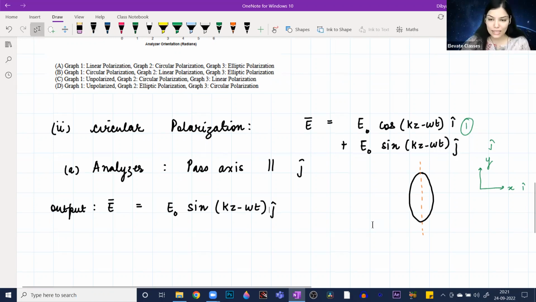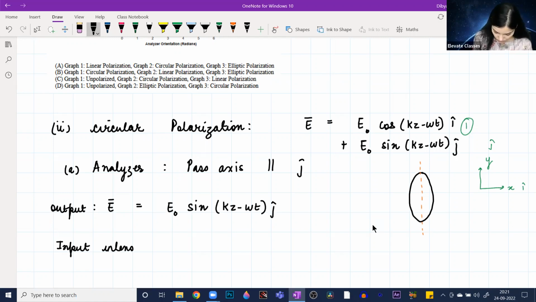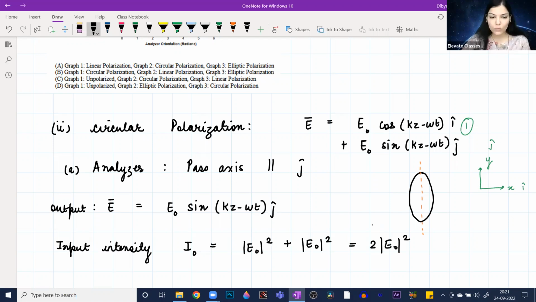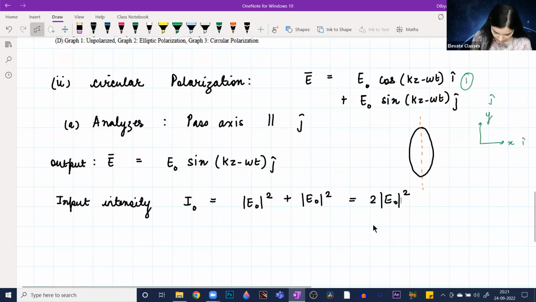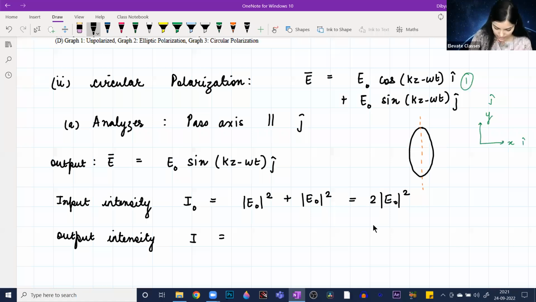ठीक है? So अब मेरे पास input intensity क्या था? So input intensity was, अगर मैं उसको I naught लिखूं, so I naught was equal to E naught square, the intensity of the X component, plus E naught square, the intensity of the Y component. So input intensity was equal to this. ठीक है? अब मुझे output intensity क्या मिला? Output intensity is that I, इसको I लिख लेते हैं, that I is now equal to what? This is my output, E output, this is my E input.